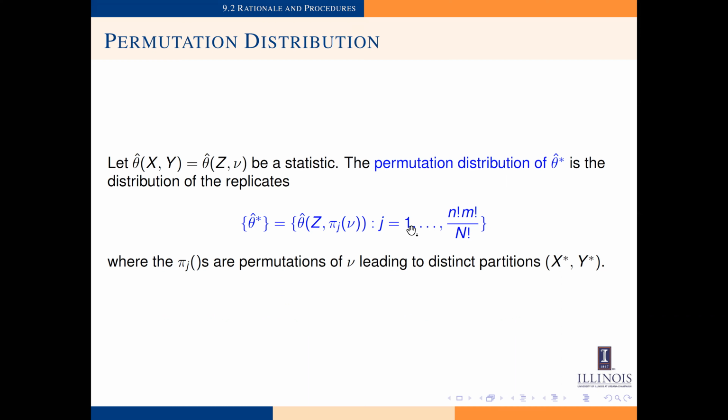So we know J indexes from 1 to, sorry, there's a typo here. This should be N factorial divided by n factorial m factorial instead. I flipped the numerator and denominator. Because there are a total of N choose n partitions, we know that the J's, the permutations that will result in the distinct partitions, will index from 1 to N choose n. So essentially this is the set where we calculate theta hat, the statistic, on each possible partition of Z into X star and Y star.